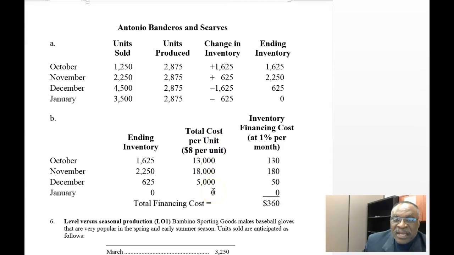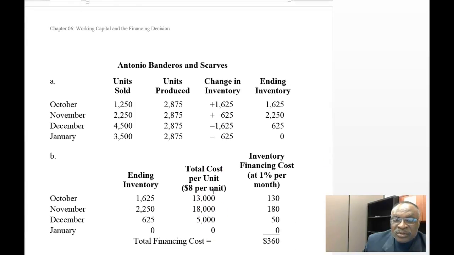Okay, for B now, October 1625, ending inventory, which is from here, November 1625, December 1625, and January 0. So this column right here is actually here. Okay, now, so total units, you have $8 per unit. All right, so if you multiply 1625 by 8, that is 13,000.